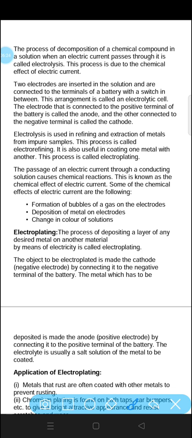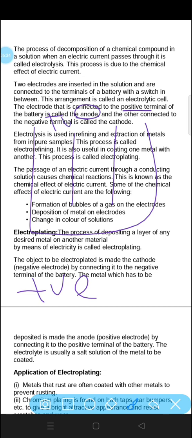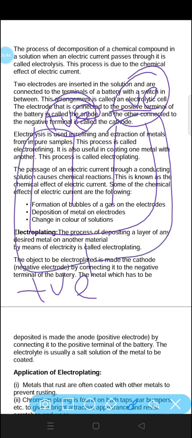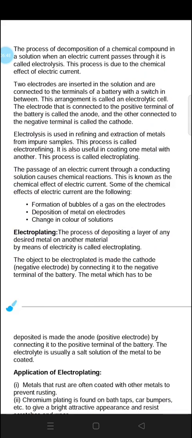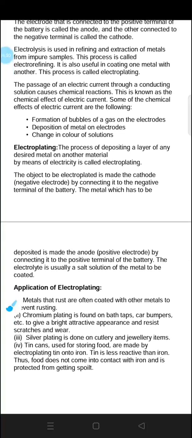The electrode that is connected to the positive terminal of the battery is called the anode. Just suppose this one is the positive terminal, this one will be called the anode, and the negative terminal is called the cathode. It will be connected to a switch also. Positive terminal is called anode, negative terminal is called cathode.